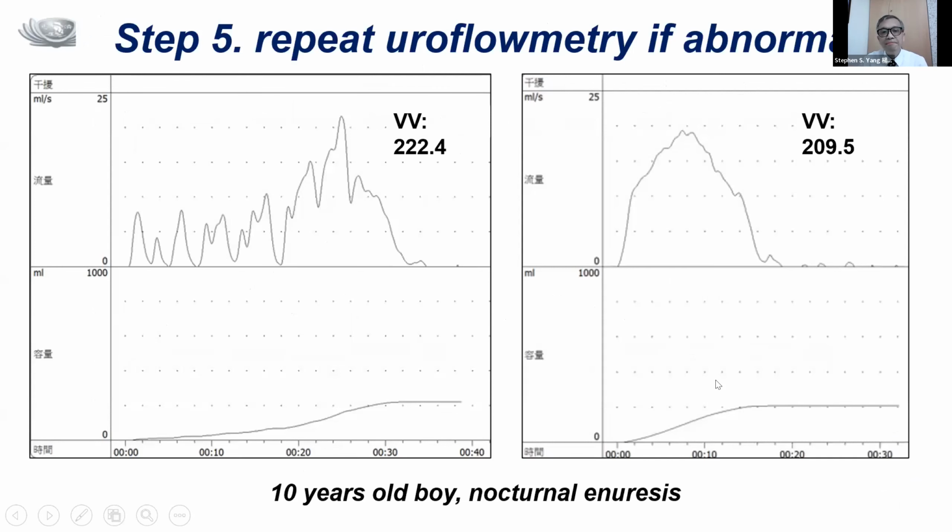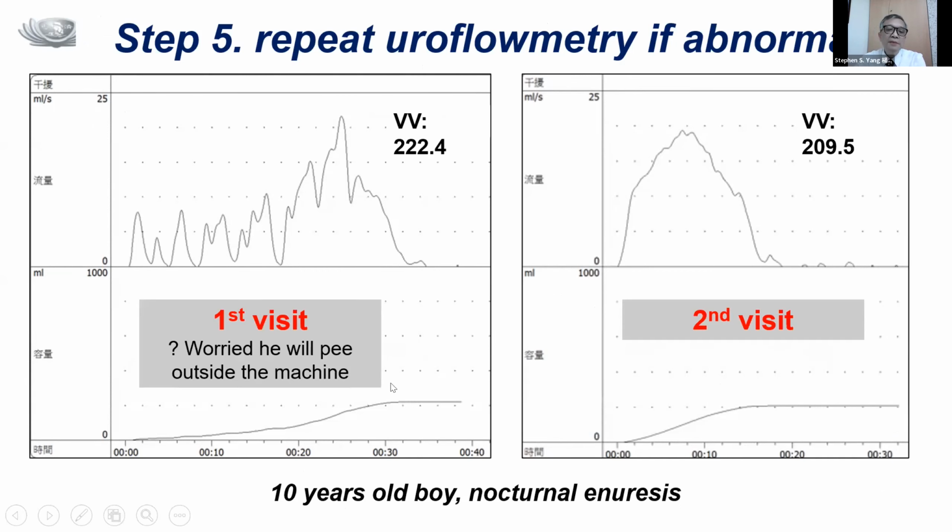Step 5: when you have an abnormal flow pattern, please repeat it again. For example, this is a 10-year-old boy with nocturnal enuresis. You can see a staccato flow pattern or interrupt flow pattern here, but the second flow pattern is bell. Because at the first visit, he played on the uroflowmeter, and he also peed outside the machine, so it looked like this. He also had bladder over-distension, while at the second visit, he did it perfectly. So repeating uroflowmetry if abnormal is very important.